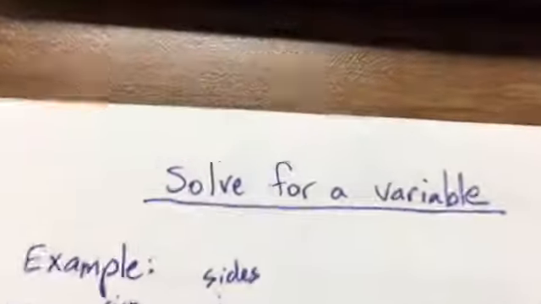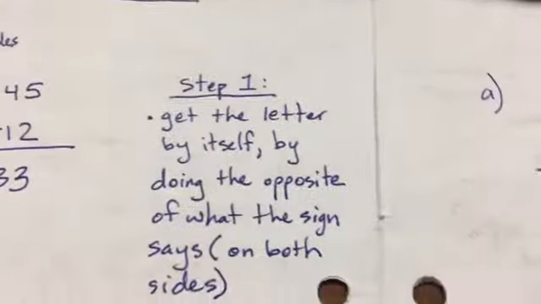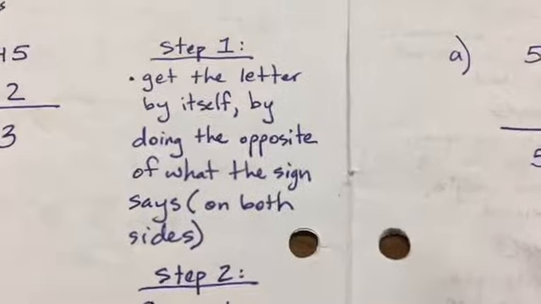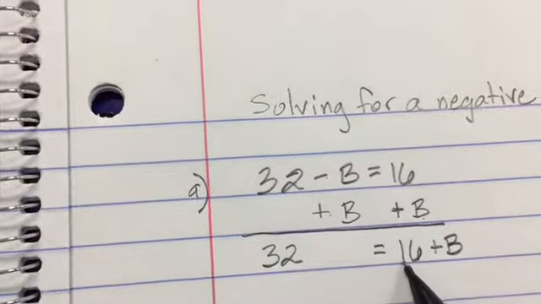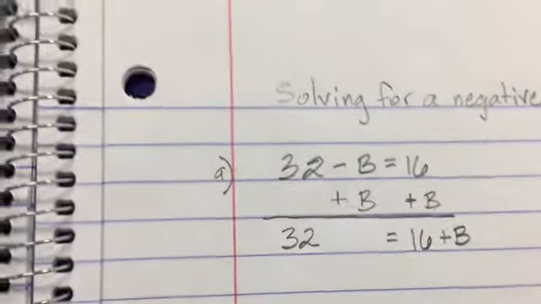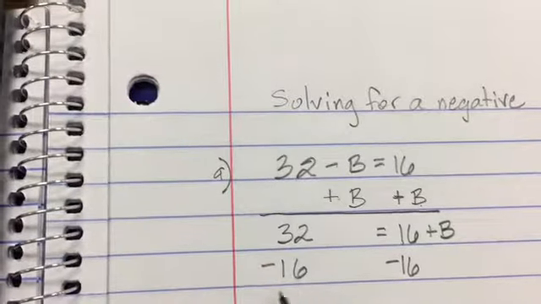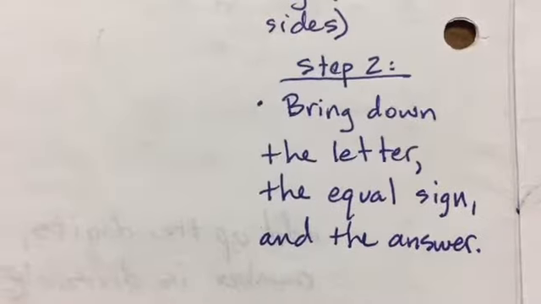If you remember in your brain book, we have a topic that says solve for the variable. And the first thing we need to do is to get the letter by itself doing the opposite of what the sign says. The opposite of the sign. There's no sign on this number, so I'll have to subtract 16 from this side and subtract 16 from this side. That's the opposite. Then bring down the letter, the equal sign, and the answer.